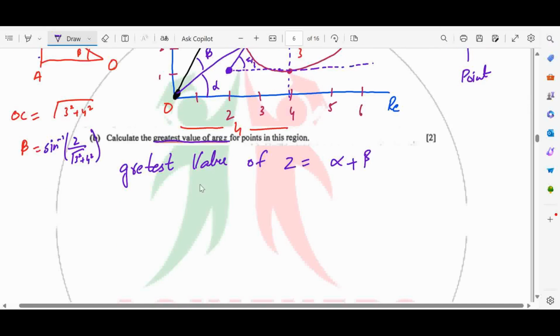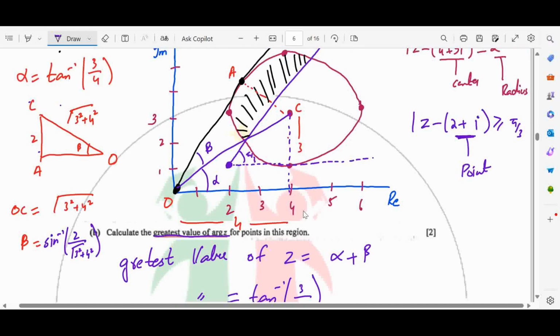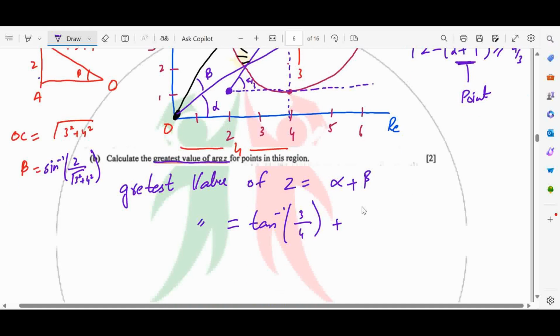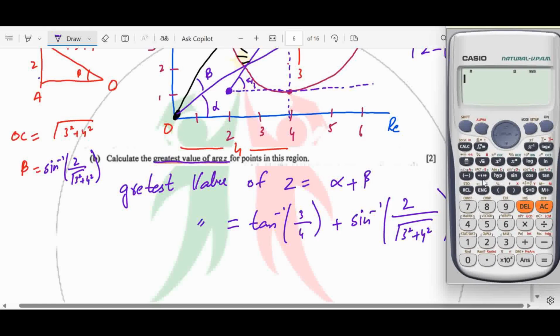Now we just need to put it over here, that greatest value of z will be equal to, alpha was tan inverse of 3 by 4. Let me check it again. Yes, it was 3 by 4, and then plus beta, which is sine inverse of 2 by square root of 3 square plus 4 square. Now what we have to do is shift tan inverse of 3 by 4 plus shift sine inverse of bracket 2 by square root of 3 square plus 4 square, bracket close.